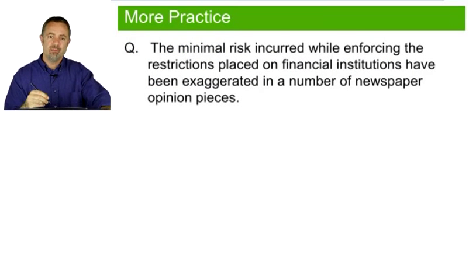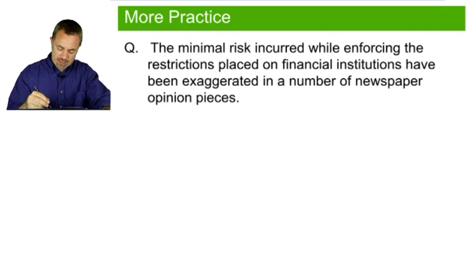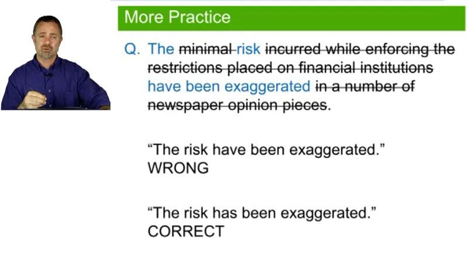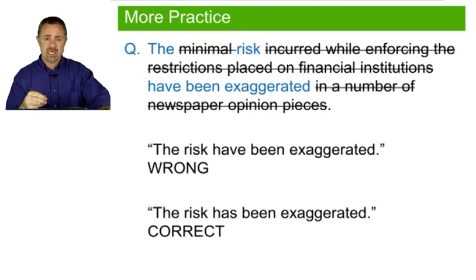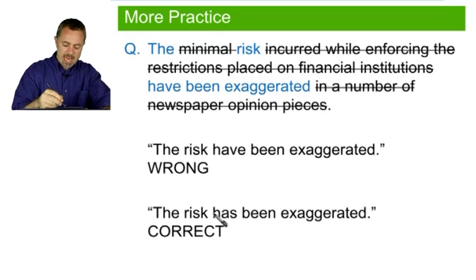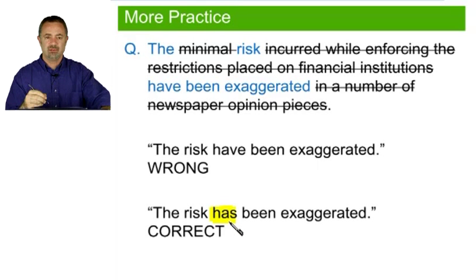Here we have, the minimal risk incurred while enforcing the restrictions placed on financial institutions have been exaggerated in a number of newspaper opinion pieces. Okay, well, let's cut this language, shall we? Notice if we cut the language, what it gets reduced down to is the risk, which is our subject, have been, which is our verb, and of course the risk is singular, so we need a singular verb, has been exaggerated.